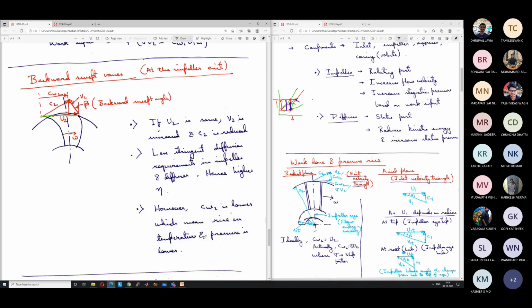So there is another drawback. What happens is that because these are rotating at very high velocities, the temperature also increases in the impeller because of the diffusion. In the impeller also you can see that the cross-sectional area is increasing. Here the cross-sectional area is less, here it is more. There is diffusion action even in the impeller. So the pressure and temperature rise even in the impeller.